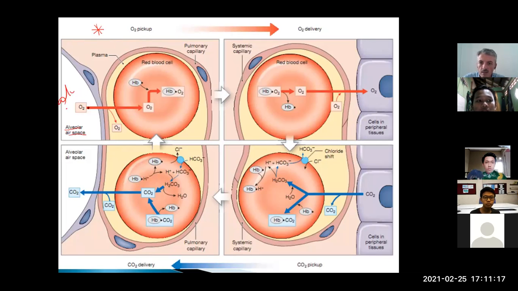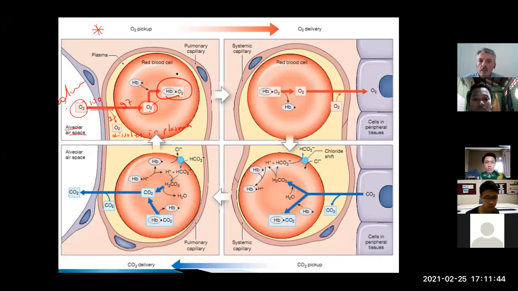Oxygen is there. Some oxygen, most of it, look at the arrow. This is 100. 97 is entering the red blood cell. This is just 3%. 97 enters the red blood cell, combines with hemoglobin, becomes oxyhemoglobin. The remaining 3% just dissolves in plasma.